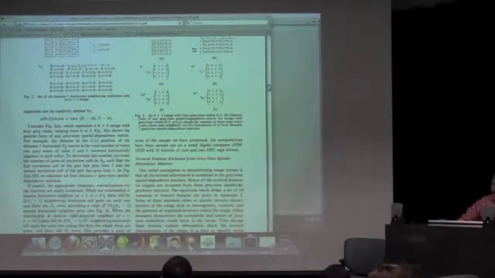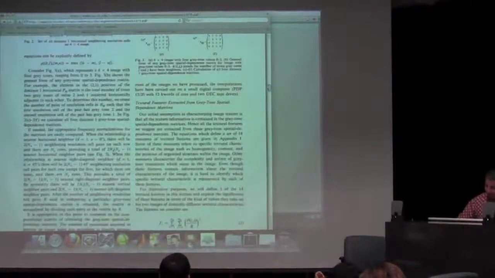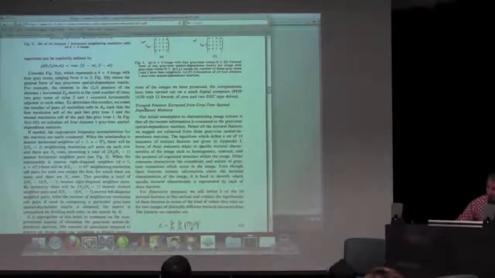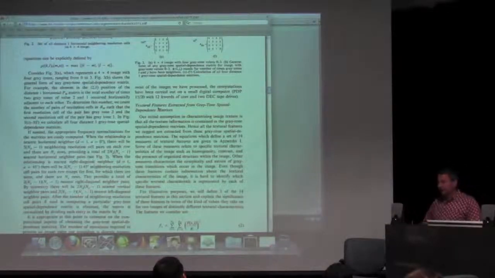Okay? So what Haralick is most famous for is, first of all, coming up with these grade level co-occurrence matrices, but then the next thing that he came up with, textural features extracted from gray tone spatial dependence matrices. That's what he called them first. Right? But textural features. Right? These are the scalars that are going to be computed based on the grade level co-occurrence matrices.